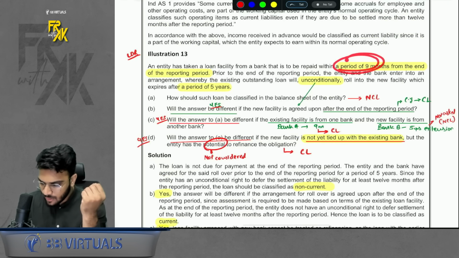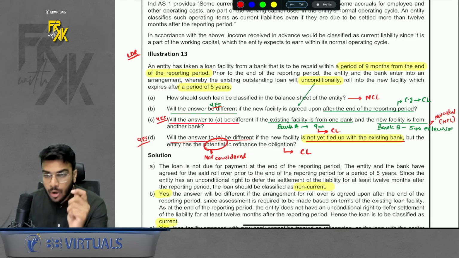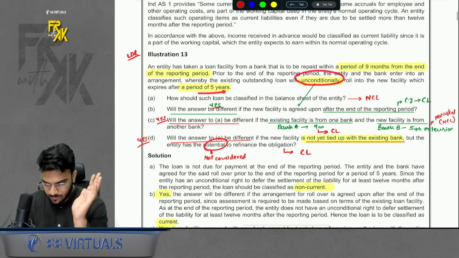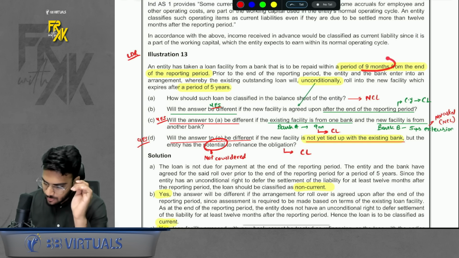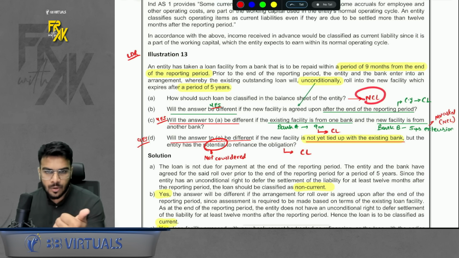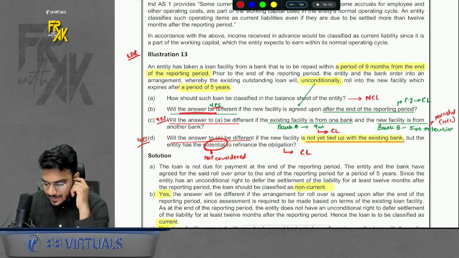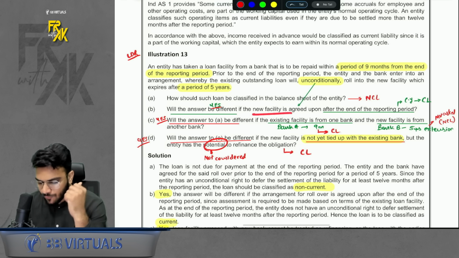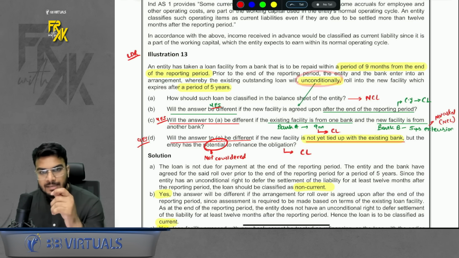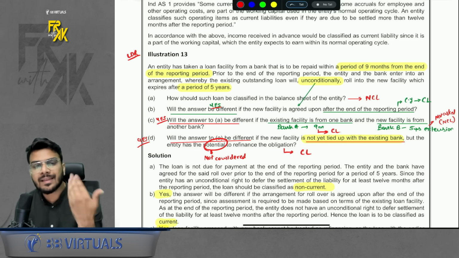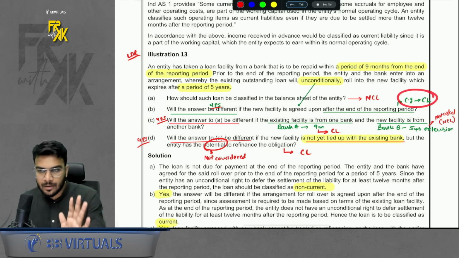Then illustration number 13, a good question. You have an existing loan of 9 months, okay, but you got a rollover facility of 5 years. That means you got an unconditional right to defer the payment for 5 years. So how will the loan be classified? Non-current. But will the answer be different if the new facility is after the reporting period? That means if this rollover is given to you in the next year, then in the current year the loan will be current only.